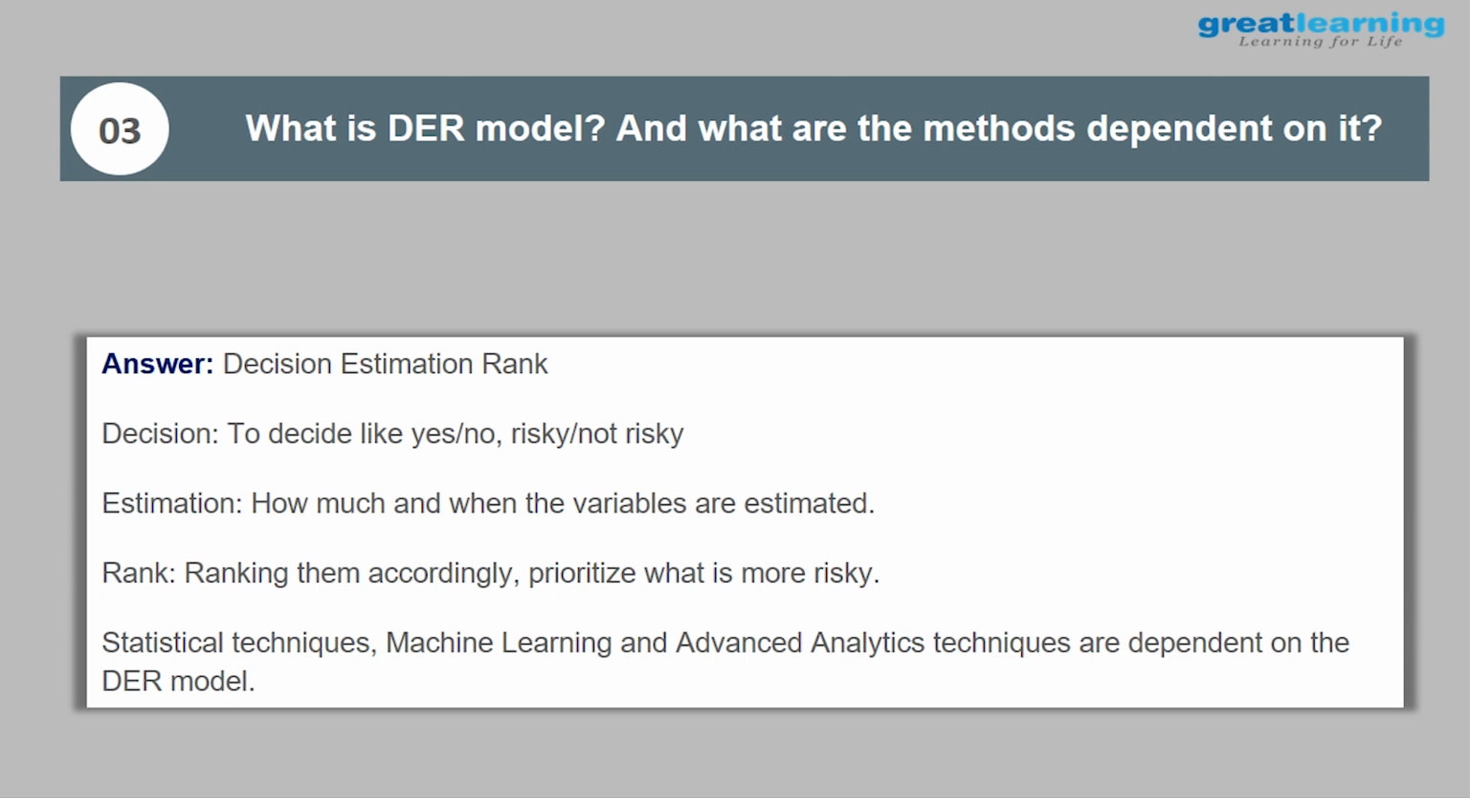Estimation is basically how much and when the variables are estimated, and rank stands for ranking them accordingly. Priority is what is more risky. Statistical techniques, machine learning and advanced analytics techniques are dependent on the DER model.